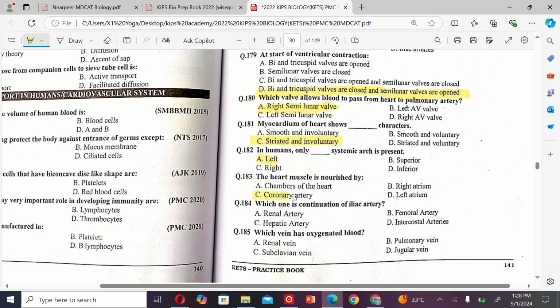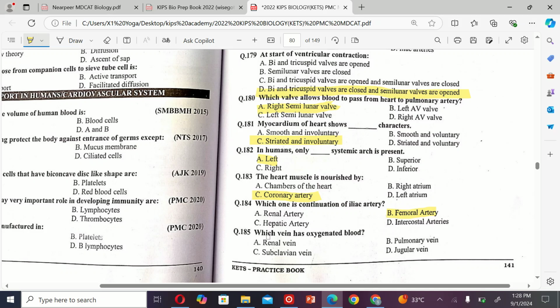Coronary artery. The next MCQ is: which one is continuation of iliac artery? A. Renal artery, B. Femoral artery, C. Hepatic artery, and D. Intercostal artery. So the correct option is B. Femoral artery.